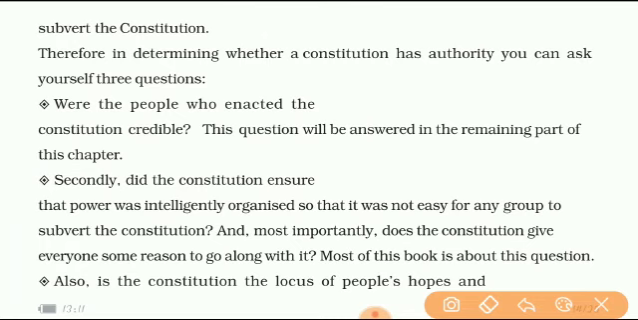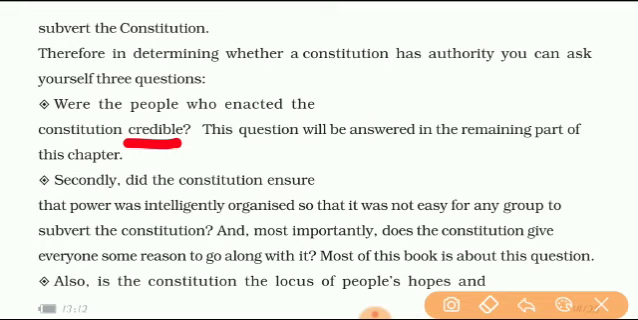So, in determining whether a constitution has authority, you can ask yourself three questions. The first question is: were the people who enacted the constitution credible? You can ask this question for your country, like B.R. Ambedkar, Dr. Rajendra Prasad, Motilal Nehru, Jawaharlal Nehru. These were the people who made the constitution in India. Were they credible? Yes, surely they were. That's why this constitution is respected even nowadays. This question will be answered in the remaining part of this chapter.